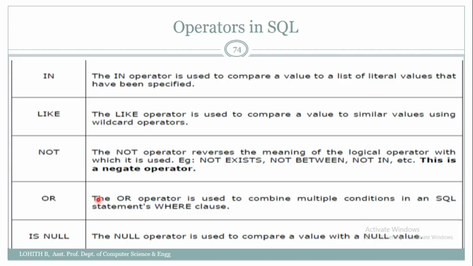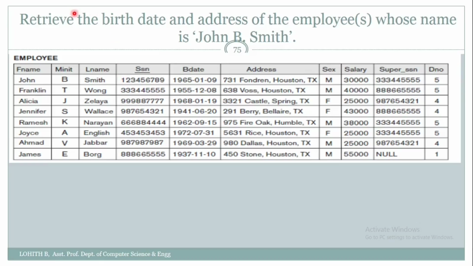The OR operator is used to combine multiple conditions in an SQL statement's WHERE clause. IS NULL. Again, the NULL operator is used to compare a value with a null value. Yes, let us understand the SQL statements with a simple basic SQL query.